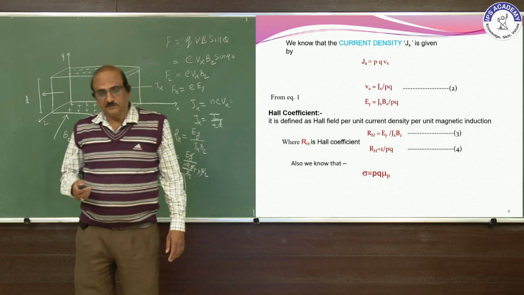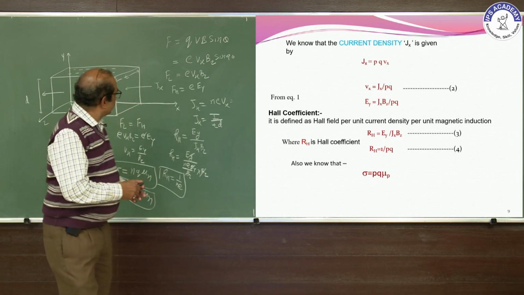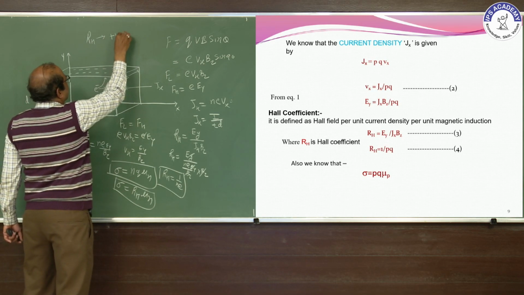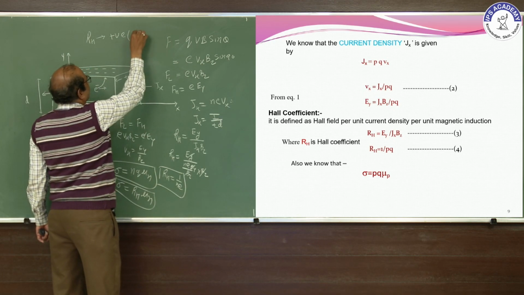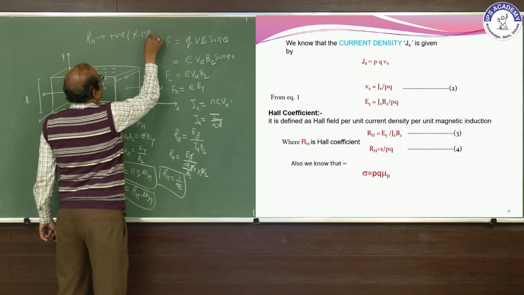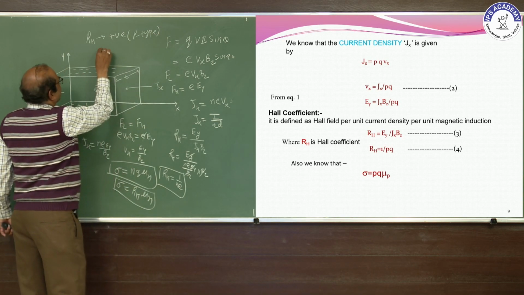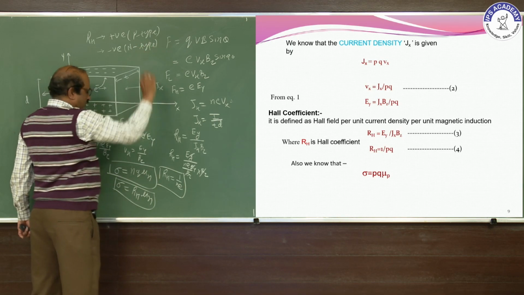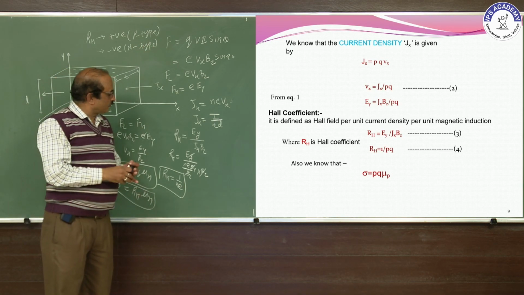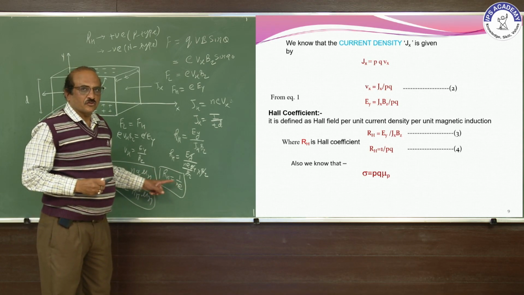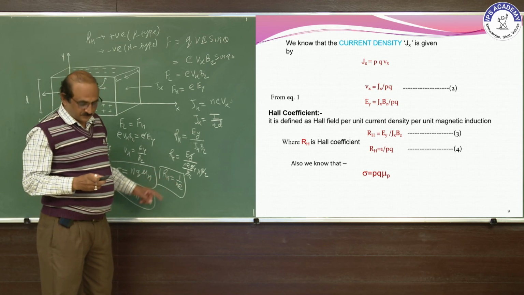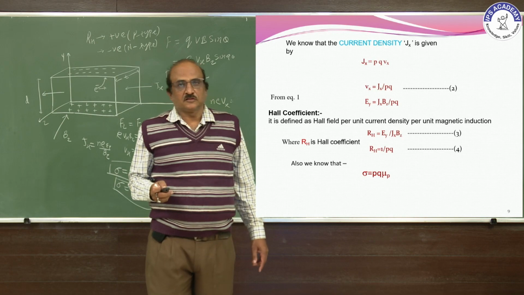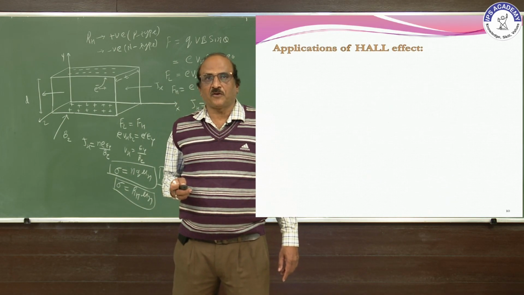Now we can conclude that if RH is positive, then the given semiconductor is a p-type semiconductor. If RH is negative, then it is an n-type semiconductor. So we can calculate the concentration of charge carrier also on the basis of RH. So now our next slide depicts the applications of Hall effect.